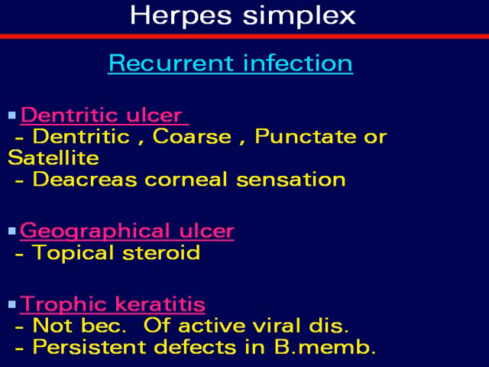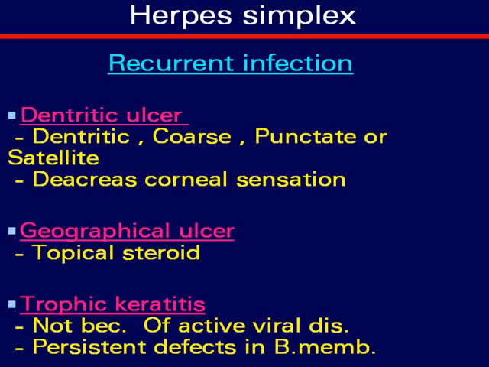Now the dendritic ulcer is a coarse dendritic branching lesion with satellite lesions involving the cornea, with decreased corneal sensation. Now if this patient by mistake uses steroids, the multiplication of the virus will be enhanced and end up as a geographical ulcer, usually due to topical use of steroids. That's why we used to say that steroids are contraindicated in epithelial keratitis, or in epithelial herpetic keratitis.